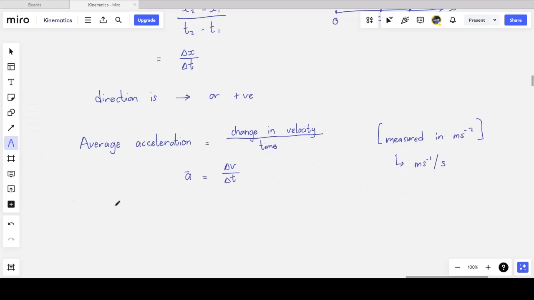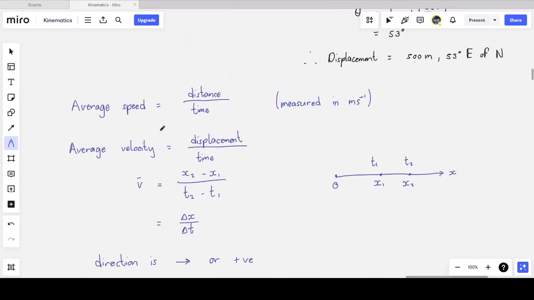Why do I say average? The same reason I say average speed and average velocity. It's because I said average velocity is displacement over time. But I didn't say that when I walked from x1 to x2 that I was walking at a constant rate. I could have stopped to smell the roses and then picked up my pace over the last millisecond. So we can only assume that my average velocity was my displacement divided by my time.